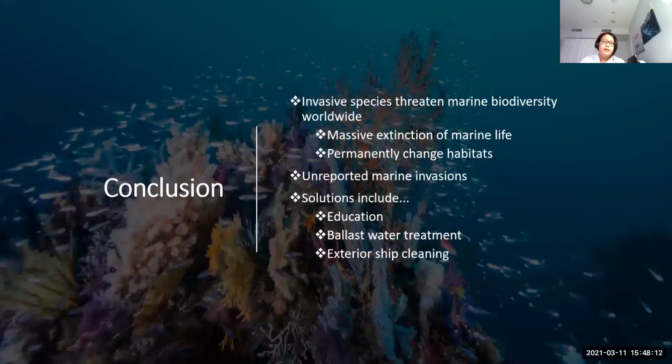In conclusion, invasive species pose a serious threat to marine biodiversity worldwide, as they may cause massive extinction of marine life and permanently change habitats. There may be more marine ecological areas that have not been reported on marine invasions, and some solutions against further spread include education, ballast water treatment, and exterior ship cleaning.